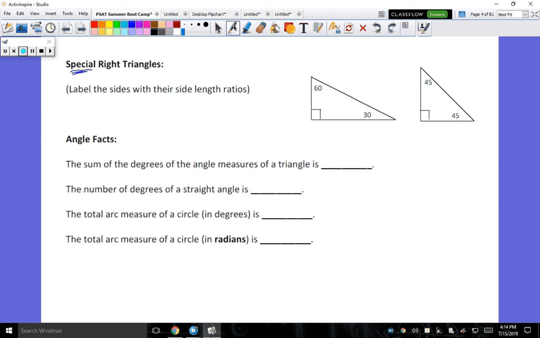Okay, so what we're going to memorize are these two tables. We're going to memorize 30, 60, 90, and then we're going to memorize 45, 45, 90, because they're everywhere in our tests, especially with PSAT, SAT, and ACT. Let's see if we remember these special right triangle side lengths. What's 45, 45, 90? Good. What's 30, 60, 90?